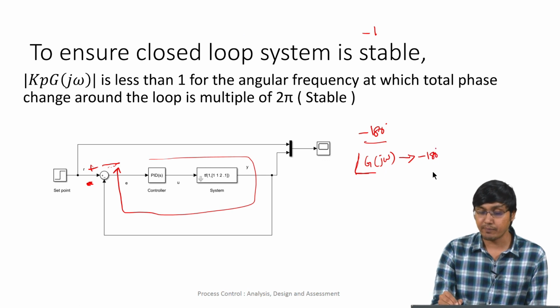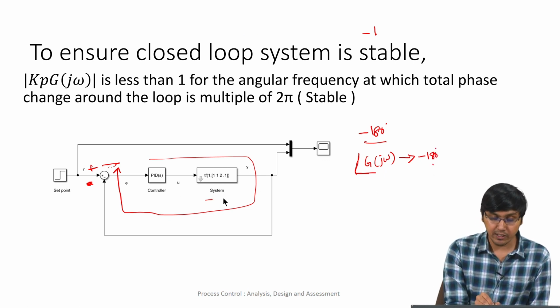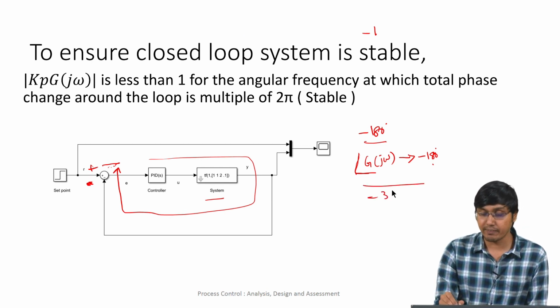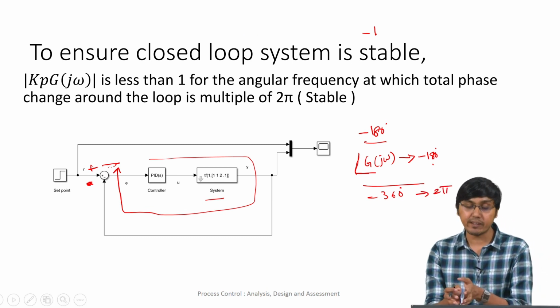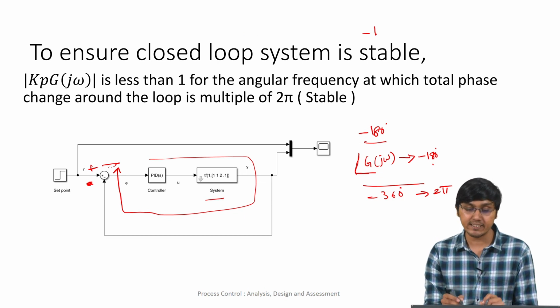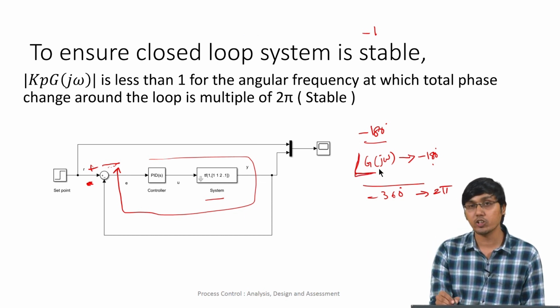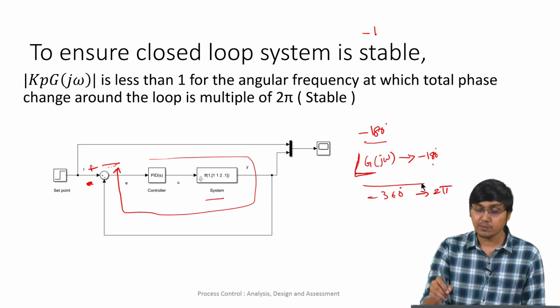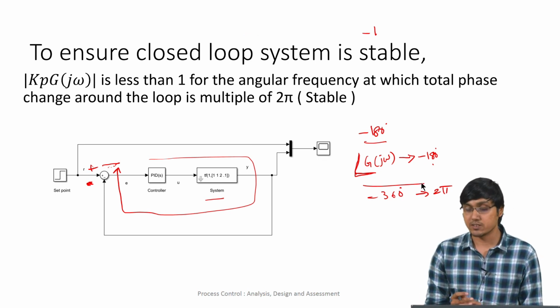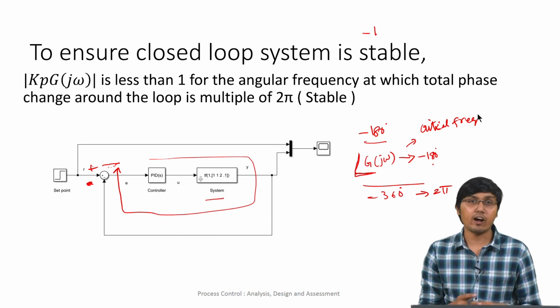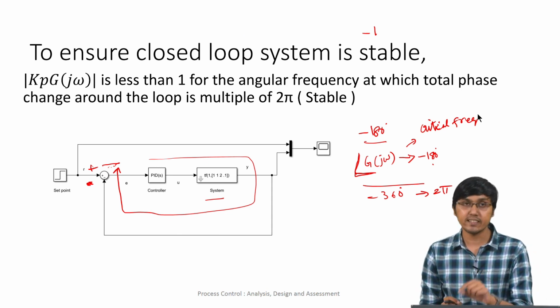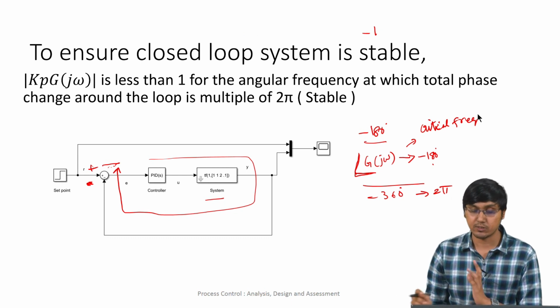degrees again, then this minus 180 degrees due to this particular system is going to get added to the other minus 180 degrees to be minus 360 degrees, which is a multiple of 2 pi, right. Since this becomes a multiple of 2 pi, this particular frequency at which the phase angle is minus 180 degrees is of some importance, and that particular frequency we call the critical frequency. Critical frequency in the sense that, of all the frequencies we look at, this is of the most importance from the stability perspective.